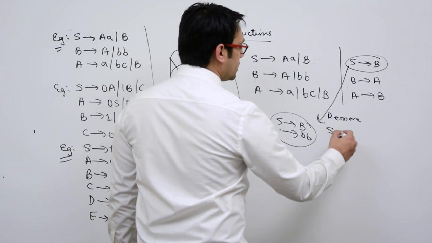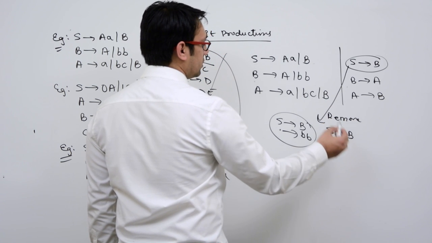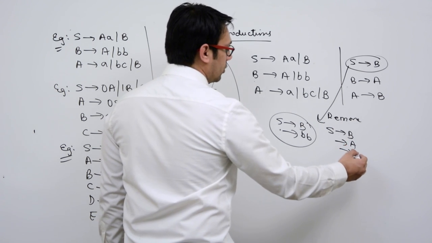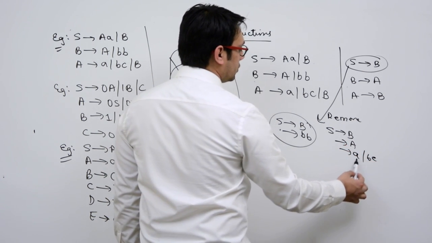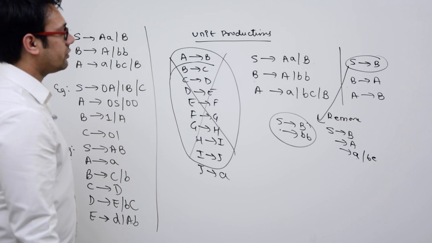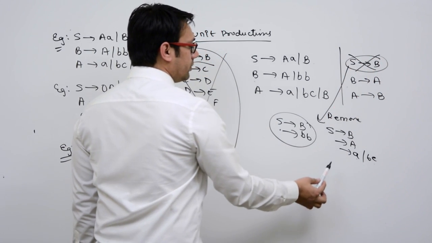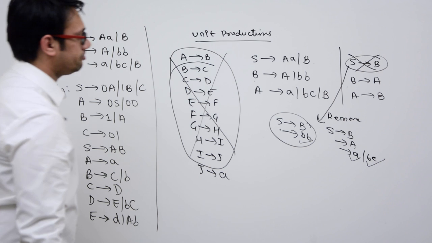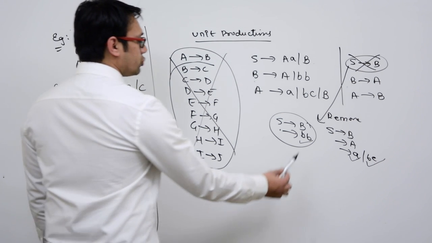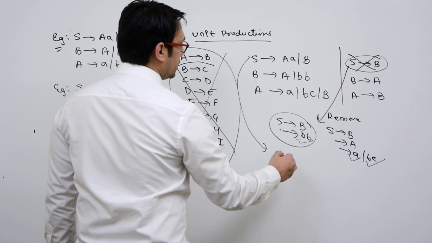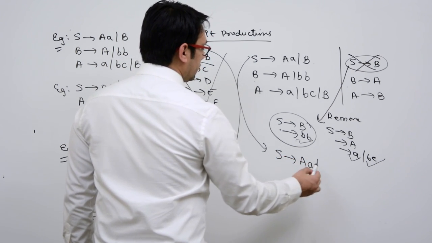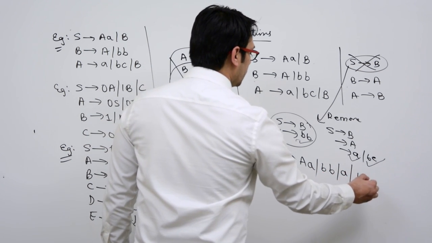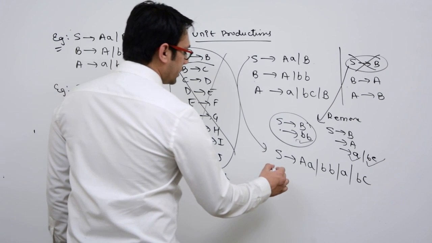Secondly, you know that S derives B, B derives A, and from A you will not be able to generate small a or BC. So if you remove this production, then you will not be able to generate BB, small a, and BC. Hence, on removal of this production, you should add these productions. So the production should be S derives AA | BB | a | BC. If you remove B, you will be missing BB, A, and BC.